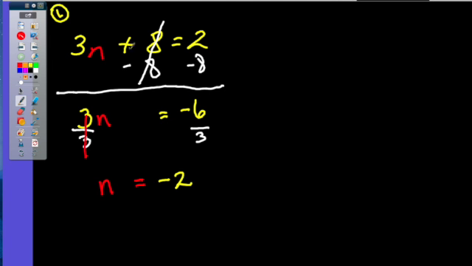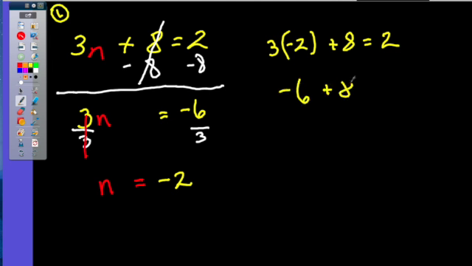If we put it back into our original problem, we end up with 3 times -2 plus 8 equals 2. So that's -6 plus 8, which is equal to 2. Our answer checks.